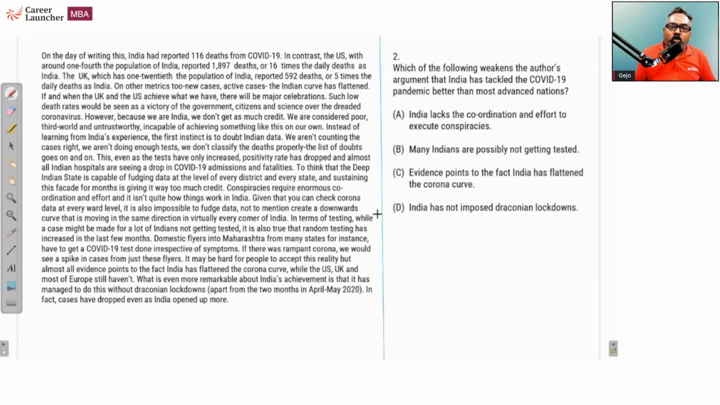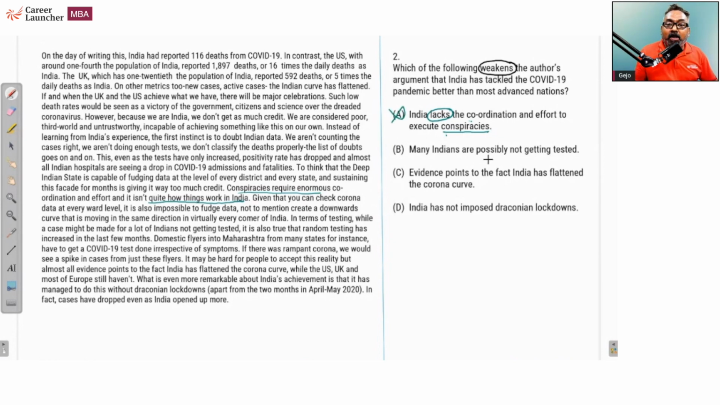Look at question number 2. Which of the following weakens the author's argument that India has tackled? Now you have to attack the author. India lacks a coordination and effort to execute conspiracies. Okay, this supports. If India cannot, India lacks, India cannot do the conspiracy. That is exactly what the author is saying. A conspiracy requires enormous things. If India cannot execute conspiracies, that will support the author.